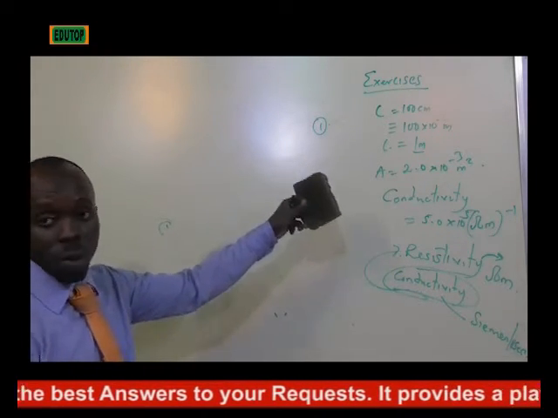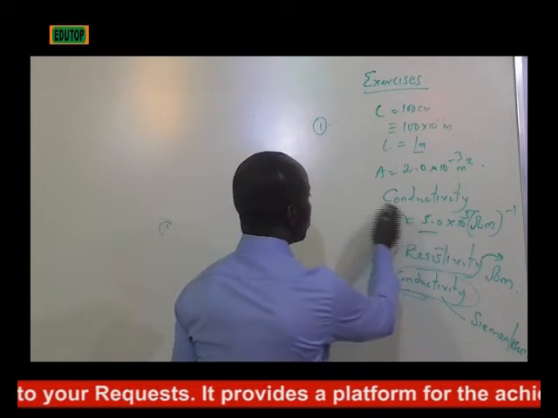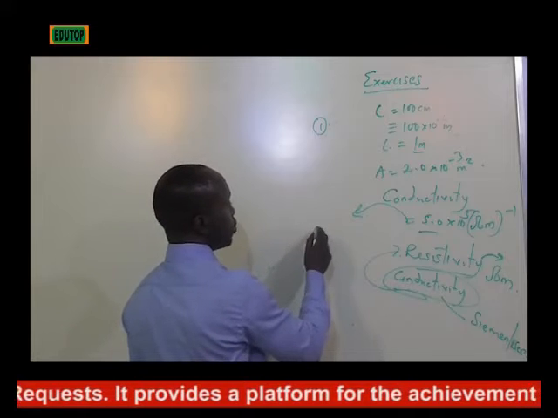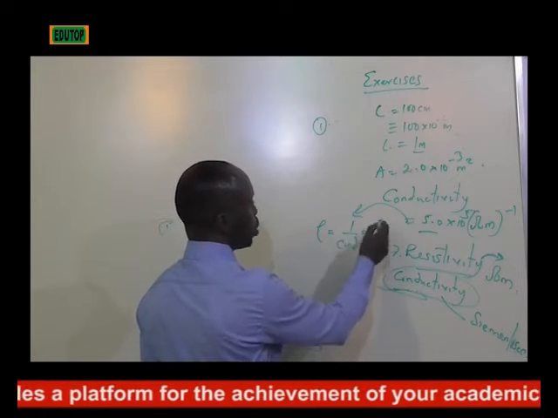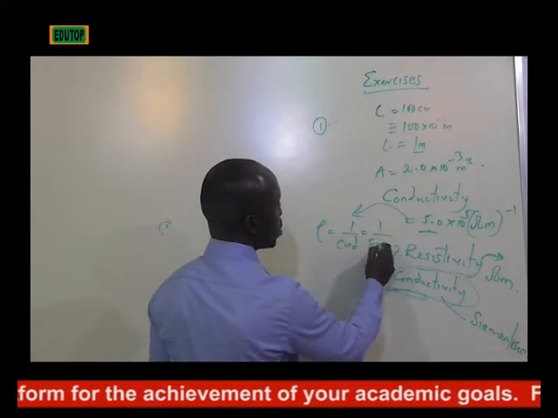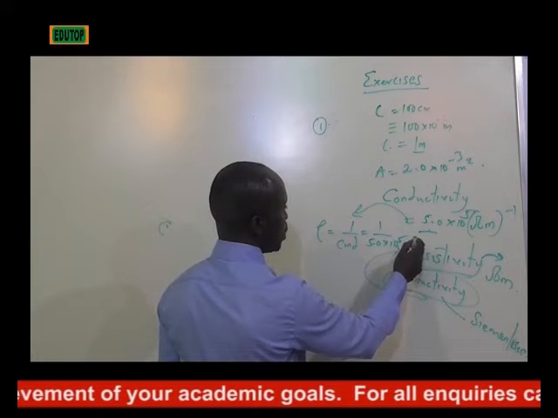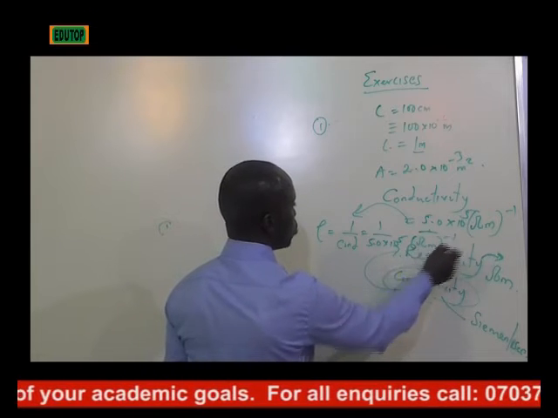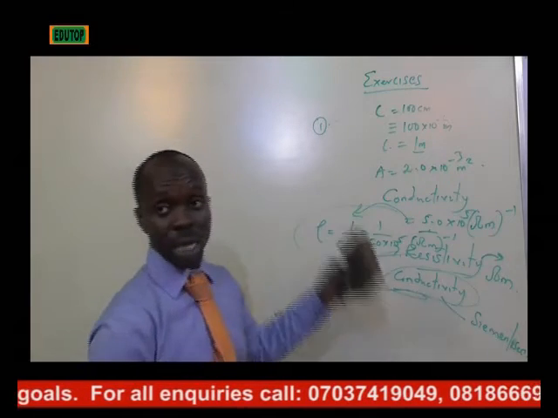So for question 1 now, that's how you have to break it down. If you are given conductivity, just look for the inverse. For you to get your resistivity, the inverse of conductivity gives you resistivity. So just look for the inverse of 5.0 times 10 to the power 5, that is 1 over 5.0 times 10 to the power 5. You understand? So when you look for the inverse of this, you'll be able to obtain your resistivity.